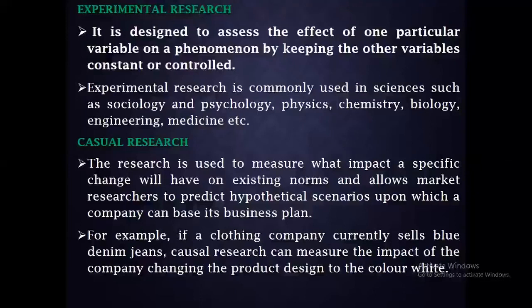They just want to check the market statistics by changing the color of the jeans. The designs are the same, only the color is changed, and they want to check the statistics of the market. Previously, what was the number of products it used to sell, and now what is the number of products it is going to sell. They will find the difference between these two and analyze the significance of the different color. That kind of research is called causal research.